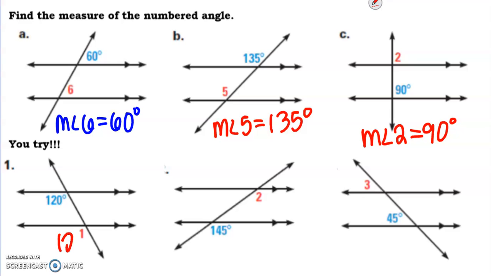Same thing here, angle 1 is 120 degrees, angle 2 is 145 degrees, and angle 3 is 45 degrees. Okay, they're all in the same positions, they're all corresponding, and since the lines are parallel, you can see they're marked parallel in each one of these problems, that means that my corresponding angles are congruent.